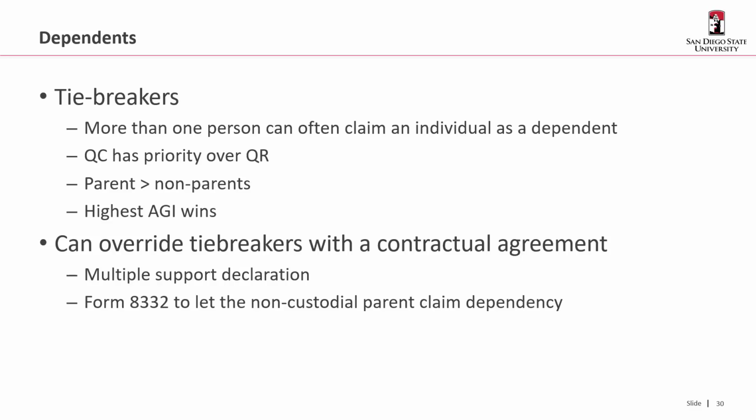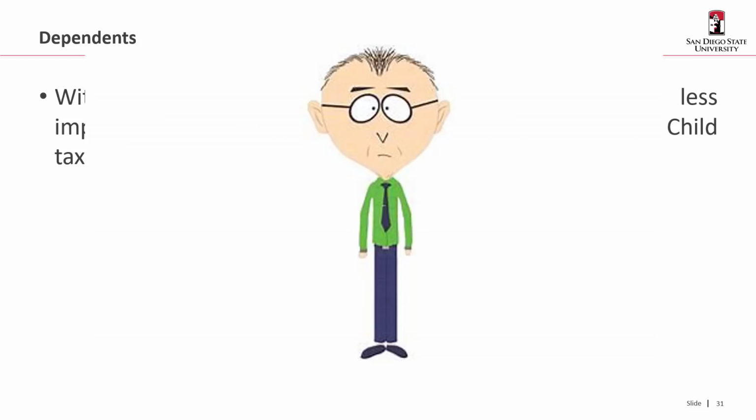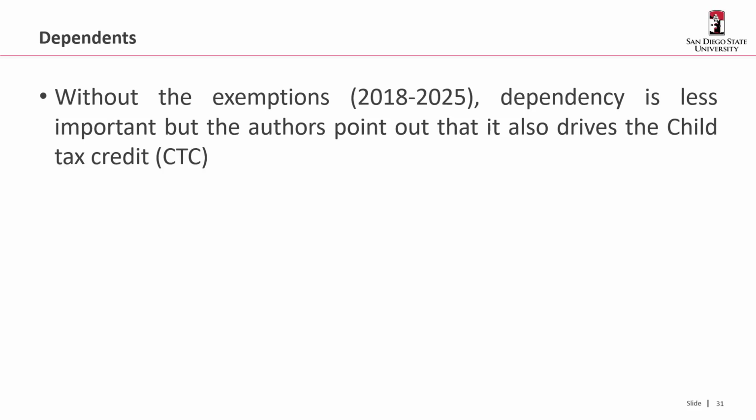Again, we discussed briefly this idea of a multiple support declaration, and there's also a form you can file that allows a non-custodial parent to claim dependency. This is Form 8332, and it typically relates to divorced parents. Okay. So without the exemptions, dependency is less important. But again, let me point out, and the authors point out, that it also drives the child tax credit.